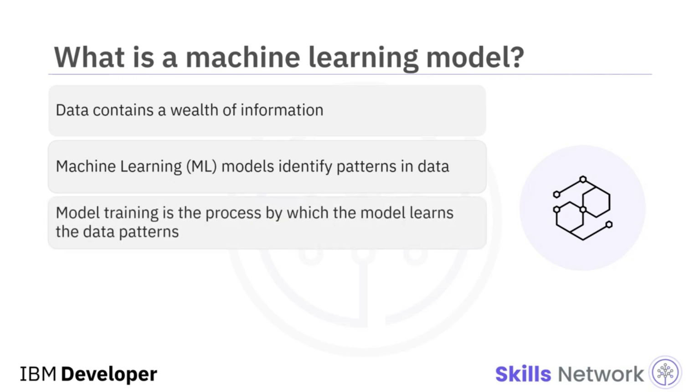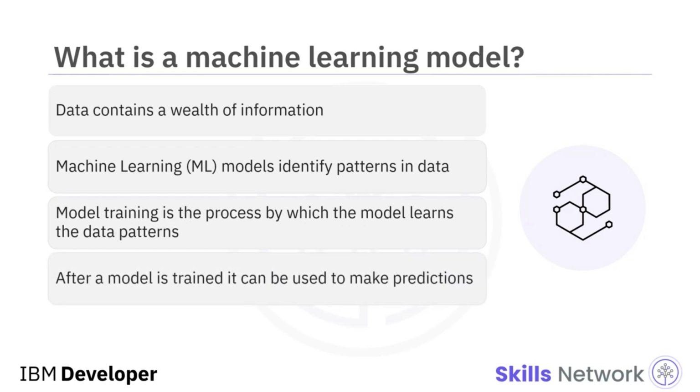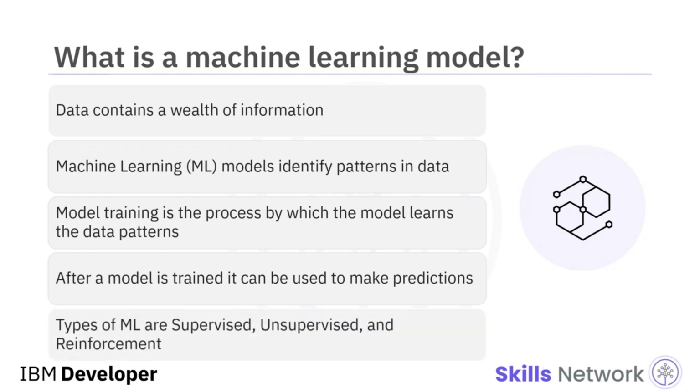The process by which the model learns these patterns from data is called model training. So once a model is trained, it can then be used to make predictions. When the model is presented with new data, it tries to make predictions or decisions based on the patterns it has learned from past data. Machine learning models can be divided into three basic classes: supervised learning, unsupervised learning, and reinforcement learning.